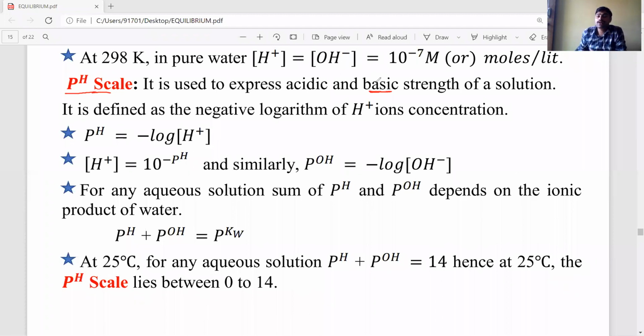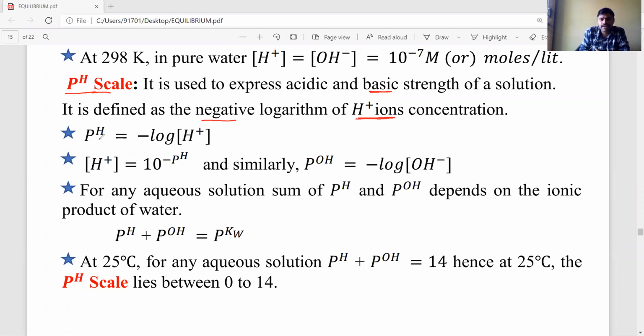Now how do we calculate the pH values? Generally, the pH scale was given by Sorensen, the scientist's name. He introduced the pH scale. So what is the definition of the pH scale? The pH scale is defined as the negative logarithm of H plus ions concentration. So it is known as pH.